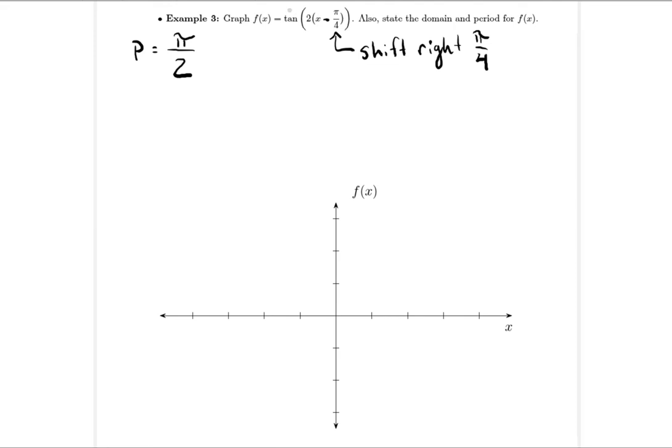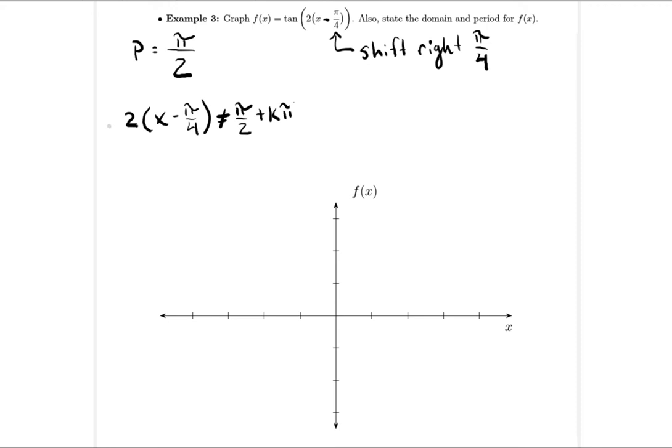Okay, now here's the thing. Tangent is sine over cosine, so it has the exact same domain as the secant does. So we'll set it up just like in the last problem. We'll set the inside and say that can't be equal to pi over 2 plus k pi.